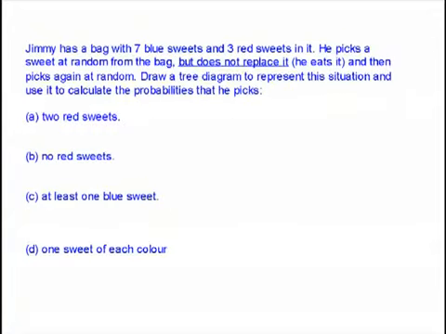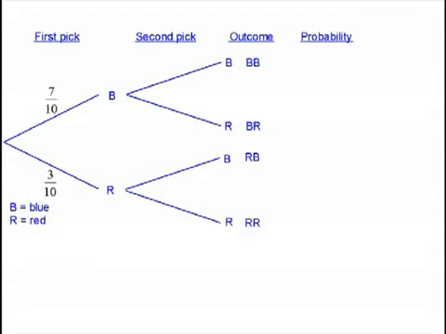Now, here's a similar question, but it's slightly different. Jimmy has the same bag with 7 blue and 3 red sweets in it. He picks a sweet at random from the bag, but does not replace it. Instead, he eats it, and then picks again at random. Once again, you're asked to draw a tree diagram and to do these calculations of probabilities. Well, what's the new situation? Well, the first pick is exactly the same as before, 7/10 and 3/10.